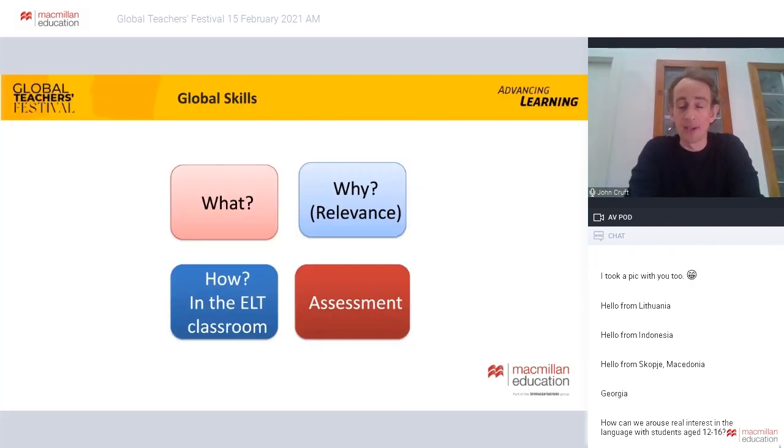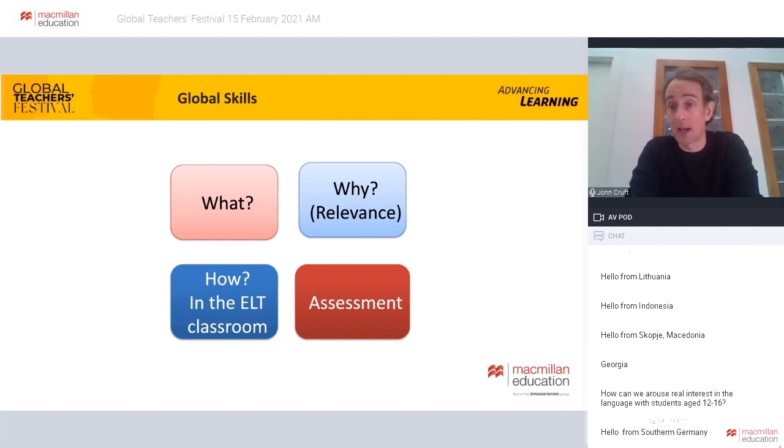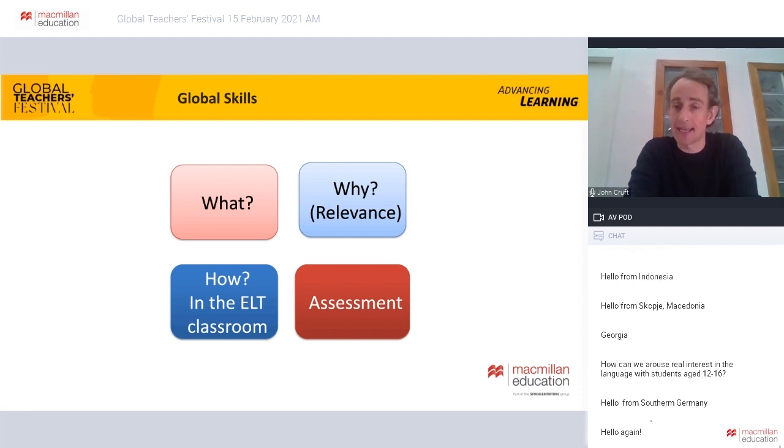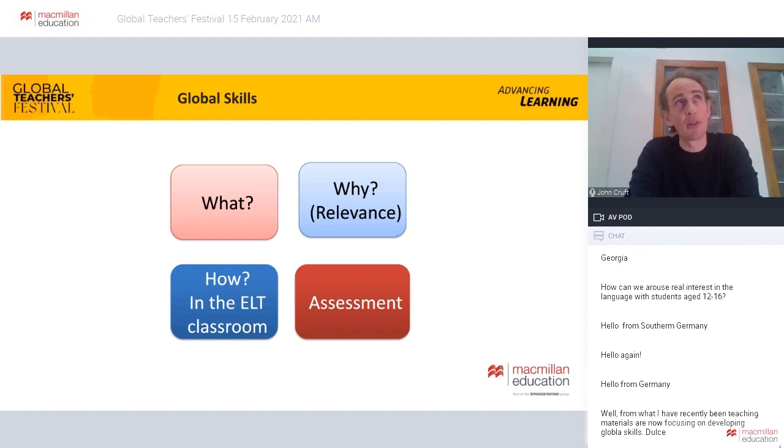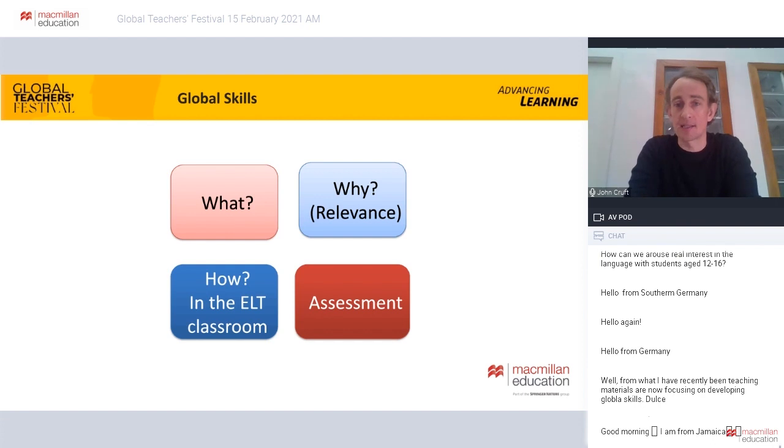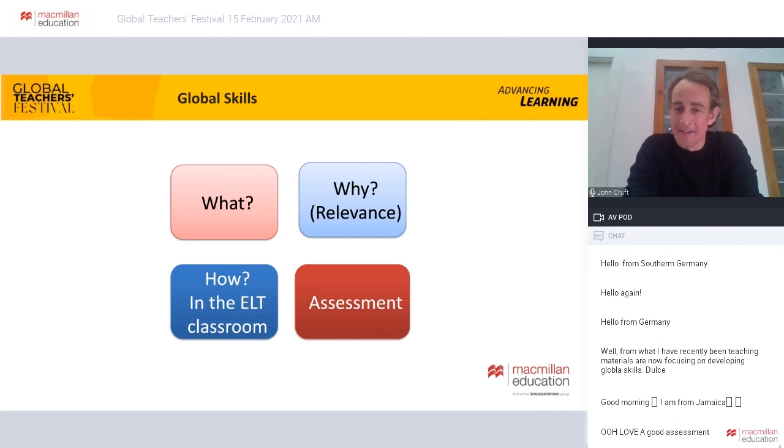We'll mainly focus on the what: what are global skills? What is the relevance maybe in current educational contexts? And then most importantly, the how. How can we start integrating them or developing or expanding them in our classrooms? I also want to touch on assessment as well. Are global skills something that can be assessed? Or should they be assessed? So it'd be great to get your opinion as well.